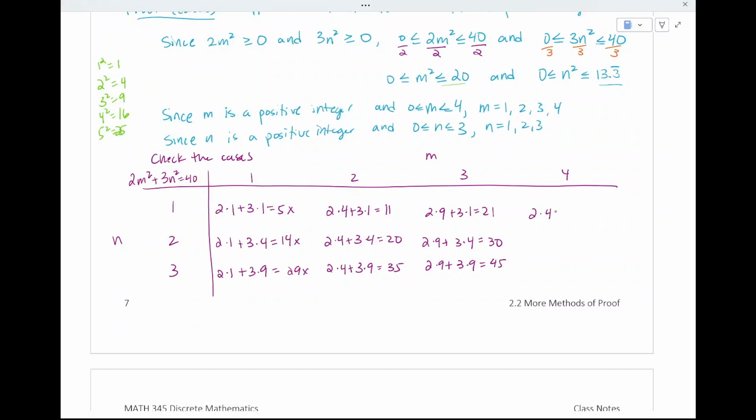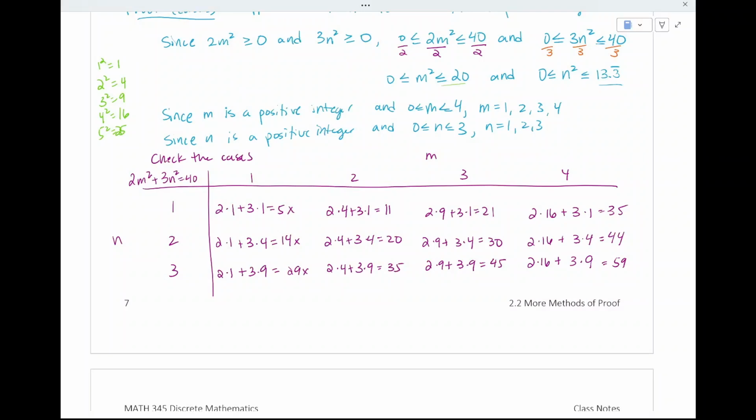2 times 4. Oh no, whoopsie, sorry. 2 times 16 plus 3 times 1 is 35. 2 times 16 plus 3 times 9 is so close, too big, 44. 2 times 16, this is going to be too big, plus 3 times, oh, whoops, this is the 3 times 4, which is 44. So none of these will work.